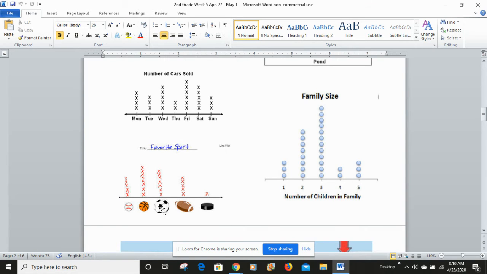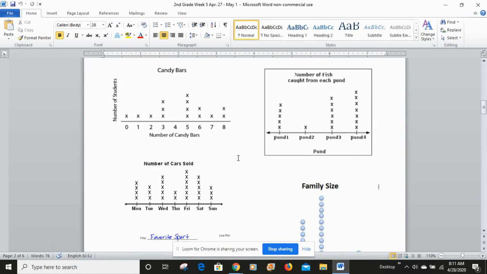Here's one on sports. You can see real easy. What's your favorite sport? Well, we've got baseball, basketball, soccer, football, and hockey. Which one out of the people that were surveyed do they like the best? Basketball. Second was soccer, and then baseball and football, and hockey was the least favorite. So using these line plots, you can read data very easily, and you can tell which one's the most, which one's the least, which ones have none.